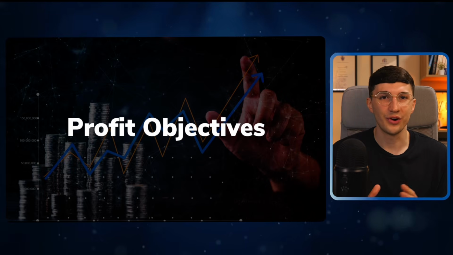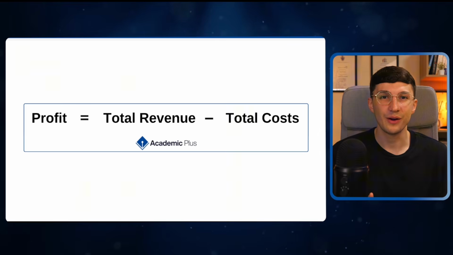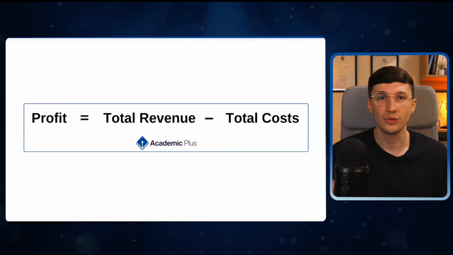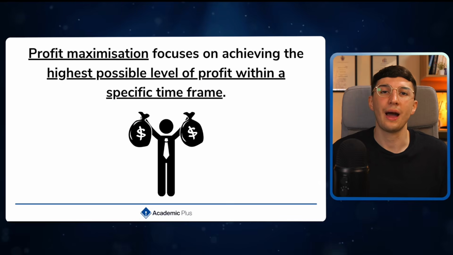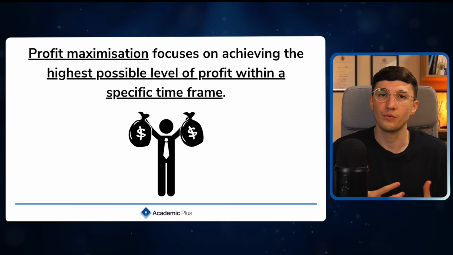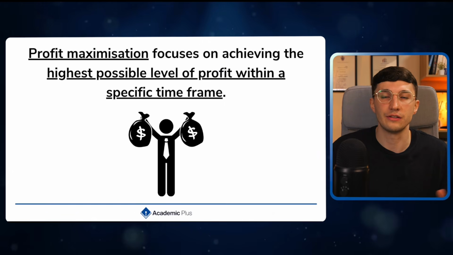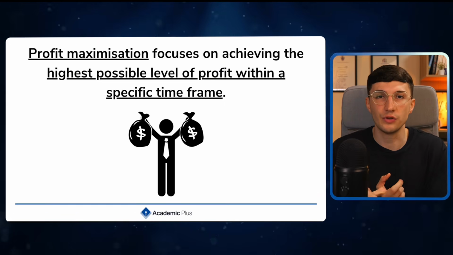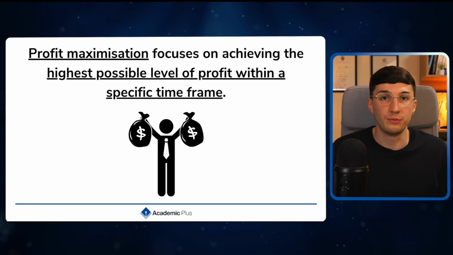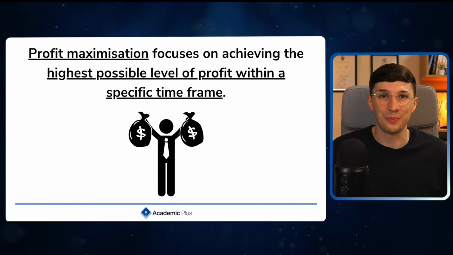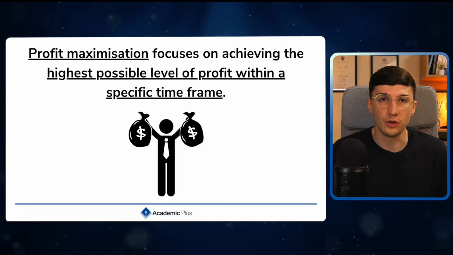Another really important financial objective will be around our profits. Now remember, the way we calculate profit is that we take our total revenue and we minus total costs. So when we look at our profit objectives, it's typically around maximizing those profits, which can be done in one of two ways. You can either look at increasing your revenue or reducing your costs. So for example, a business could have a profit objective of increasing overall profit by £50,000 within the next 12 months by launching a brand new product line.